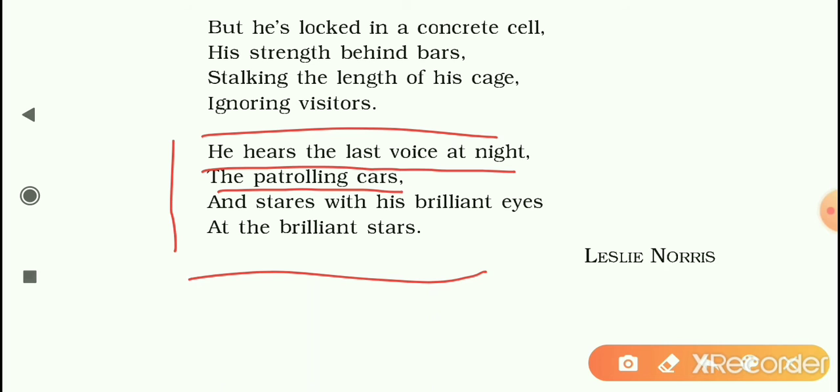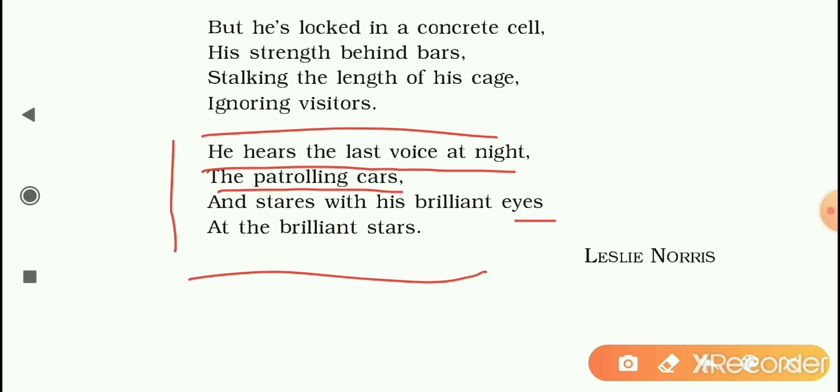So at night, no one goes to the zoo, and the only thing the tiger can see is not a full sky of stars, not a forest, not other animals, nothing. He only hears the sound of the patrolling cars, the policemen who patrol inside the zoo just to see that all animals are properly caged or not, and stares with his brilliant eyes at the brilliant stars.